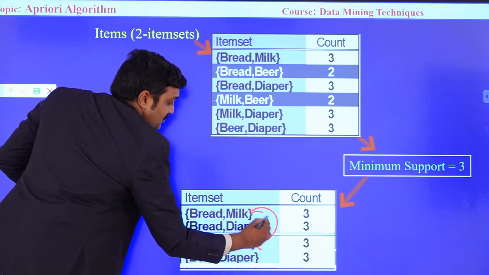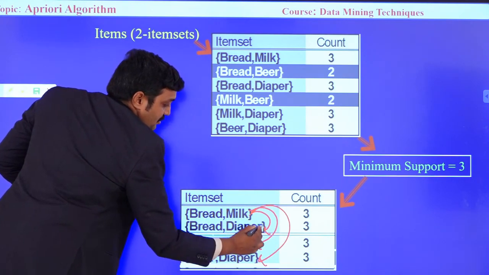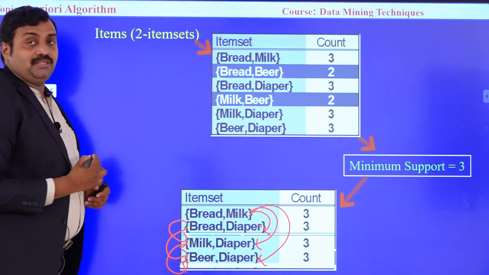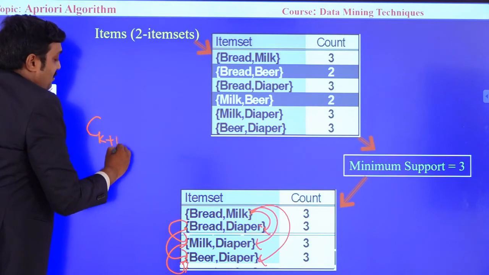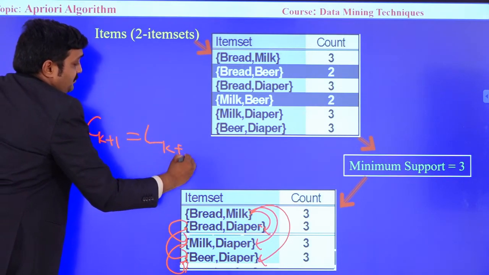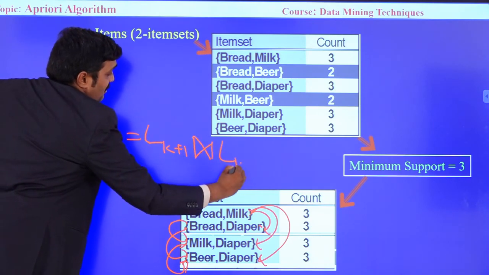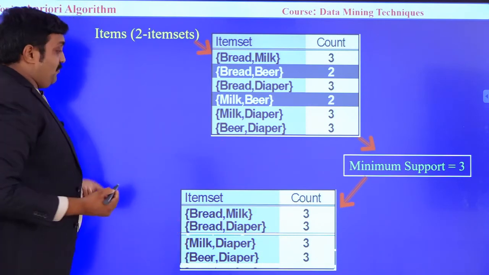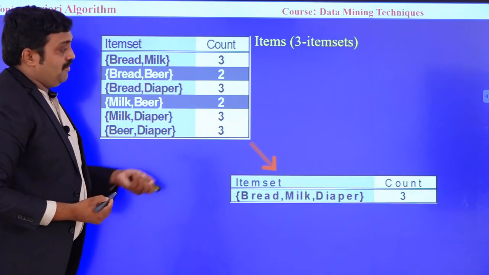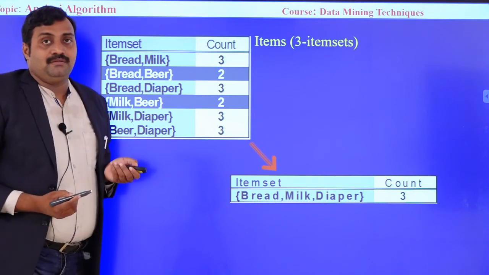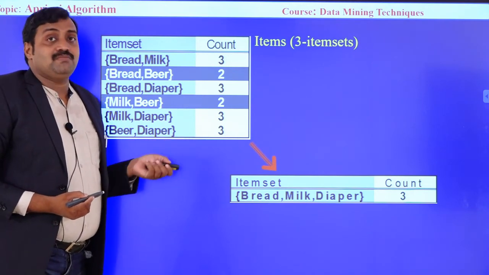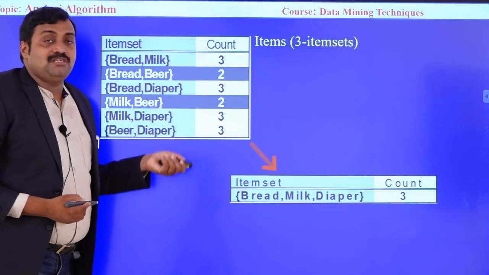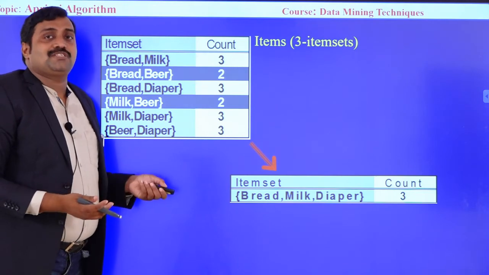This one, and this one with this one, like combinations. That means Ck plus 1 will come from the Lk plus 1 combination joined with Lk plus 2. Like that we are going to generate. Now finally we got frequent items: bread, milk, diaper. That means these are the frequent items which are supported. Again there is no combination. After doing this there is no more chance of occurrence. If you try, there is no more chance.